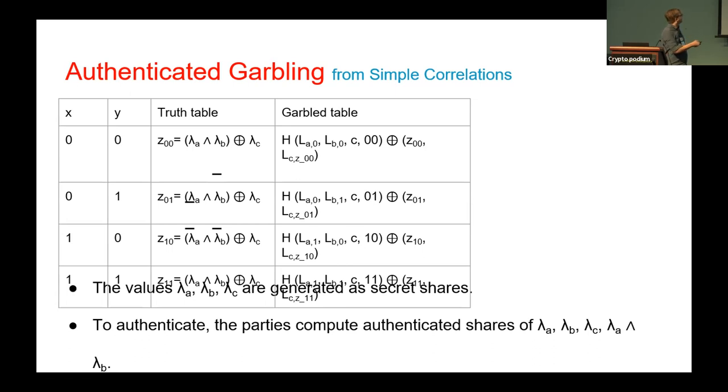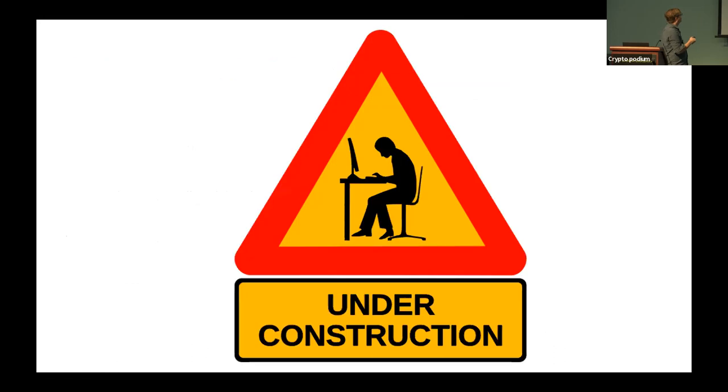And then the authentication, you have these lambda A, lambda B, lambda C values. And if you have additionally lambda A and lambda B and authenticated shares of all of these things, then together with those values, you can generate MACs for all the rows. So that was an overview of how the construction works, going from garbling into authenticated garbling. We're now going to describe the construction going from low level details up to garbling.